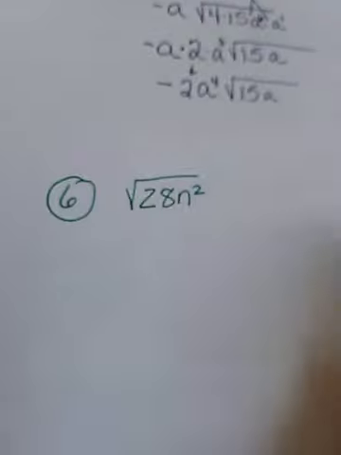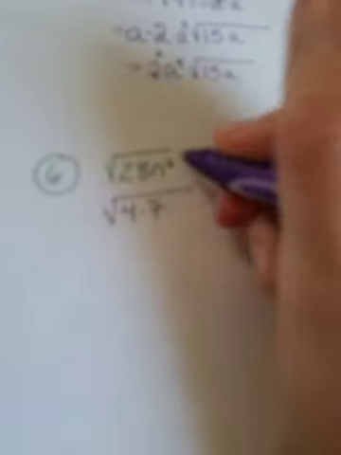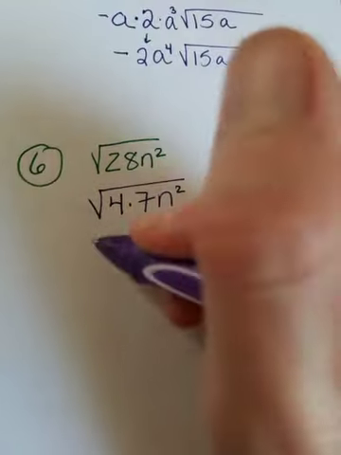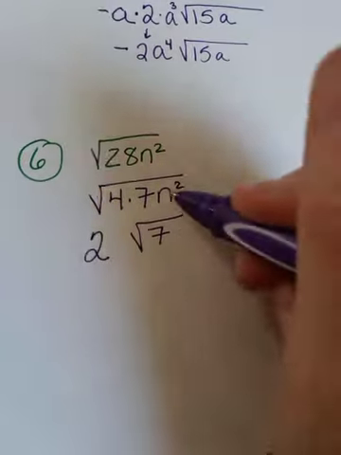Number 6. What perfect squares go into 28? You're going to tell me 4 and then times 7. N squared, the 2 is even, so we don't rewrite it. The square root of 4 is 2. I cannot take the square root of 7, so that stays.